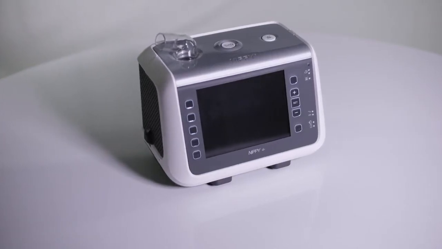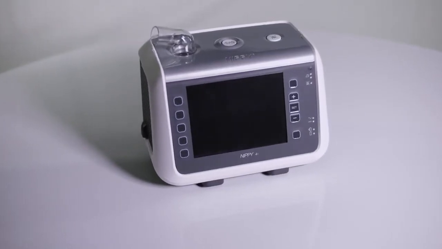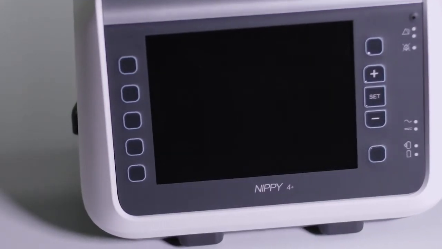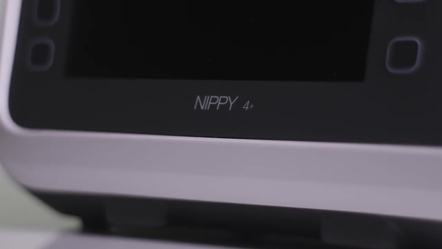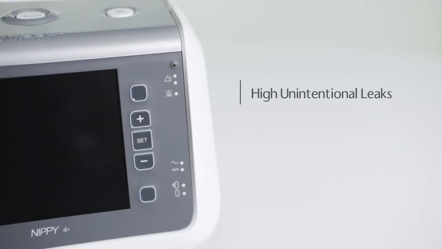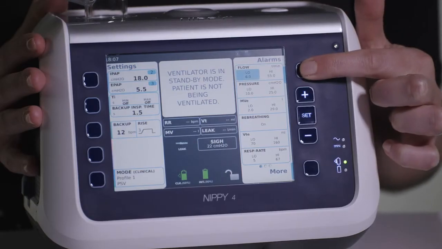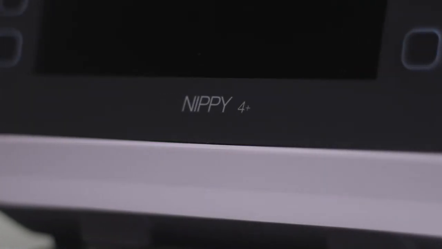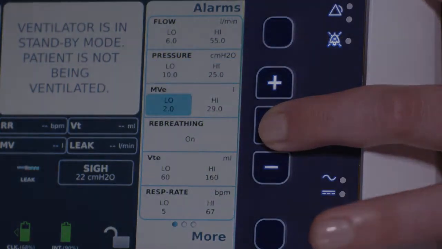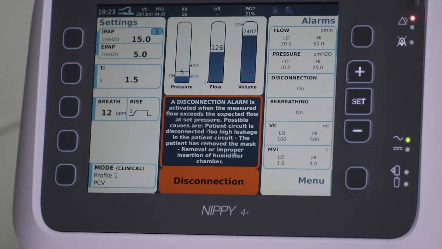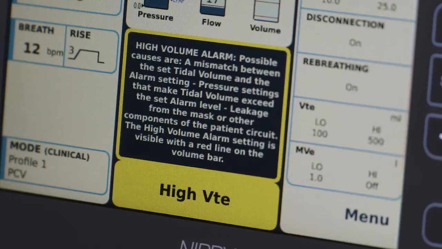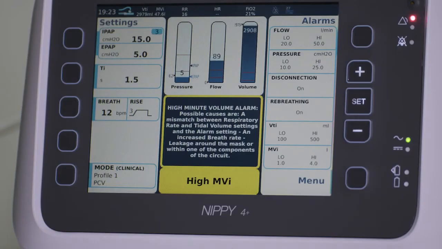Please note, as we go through the alarms in this video, what you would see in a real-life scenario depends on what alarms have been set and in what way they have been set by the clinician. So, in the event of a high unintentional circuit or mask leak, you might see any of the following more commonly set alarms on the NIPPY 4 or 4 Plus, depending on what has been set by the clinician. High flow, low pressure, disconnection, high VTE, high minute ventilation.